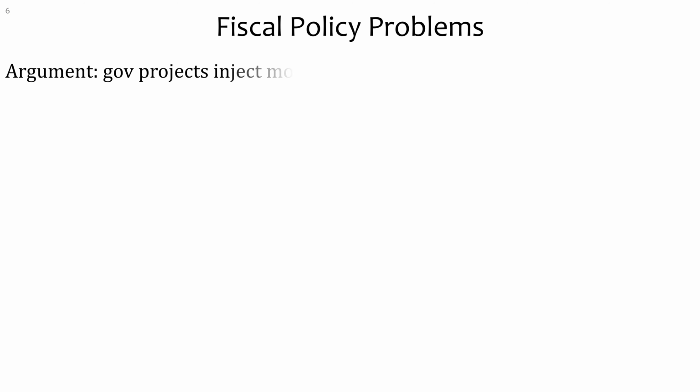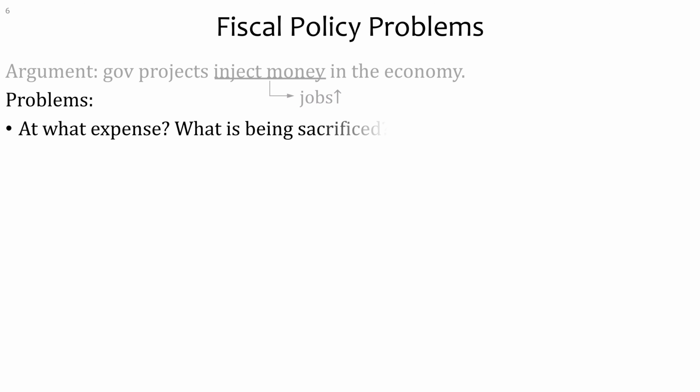The argument of fiscal policy is that the government project would inject money in the economy and that would create jobs. That's the idea of Keynesian economics. The problem with that is at what expense? What is being sacrificed? Do you think that's a free lunch? We can't be so smart. It's just like finding a magical shortcut to create jobs. It's not as easy as that, right?